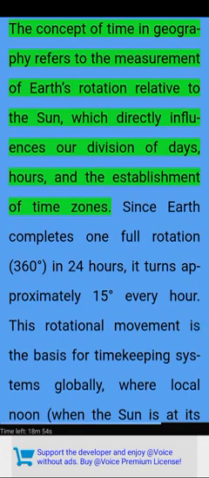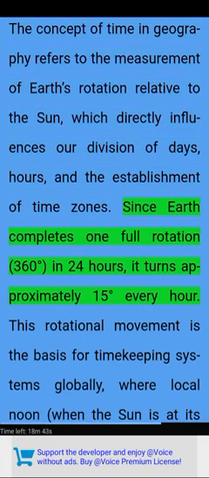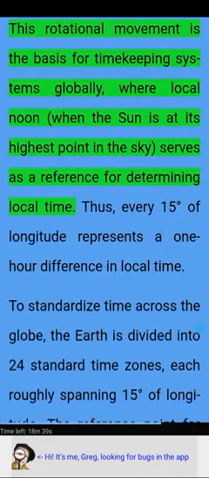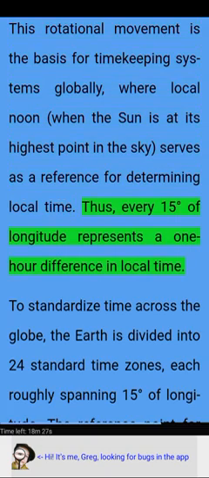The concept of time in geography refers to the measurement of Earth's rotation relative to the sun, which directly influences our division of days, hours, and the establishment of time zones. Since Earth completes one full rotation, 360 degrees, in 24 hours, it turns approximately 15 degrees every hour. This rotational movement is the basis for timekeeping systems globally, where local noon, when the sun is at its highest point in the sky, serves as a reference for determining local time. Thus, every 15 degrees of longitude represents a 1-hour difference in local time.